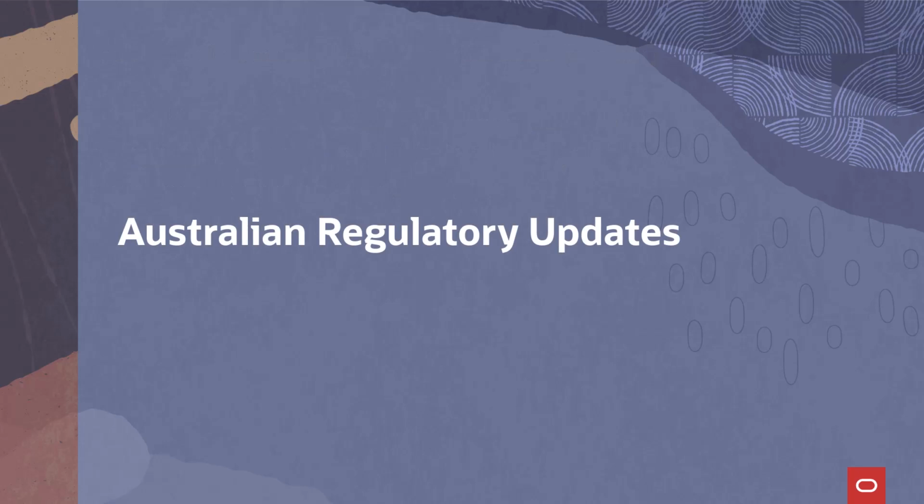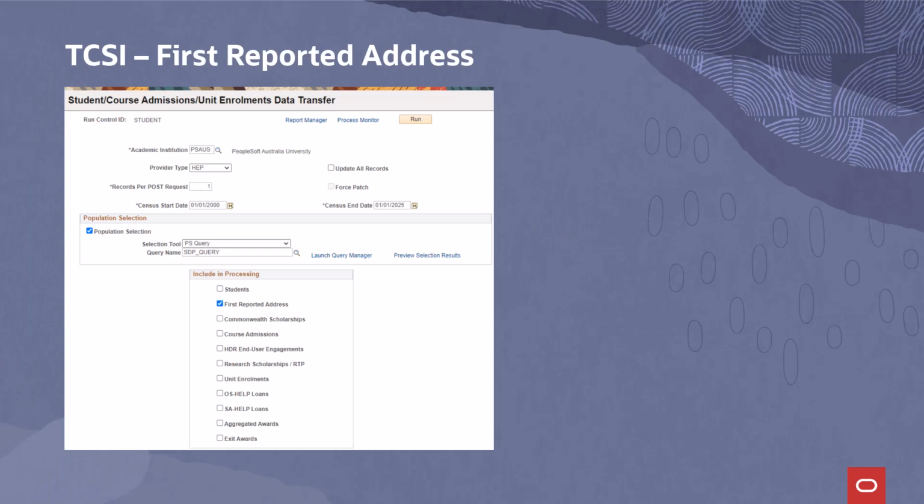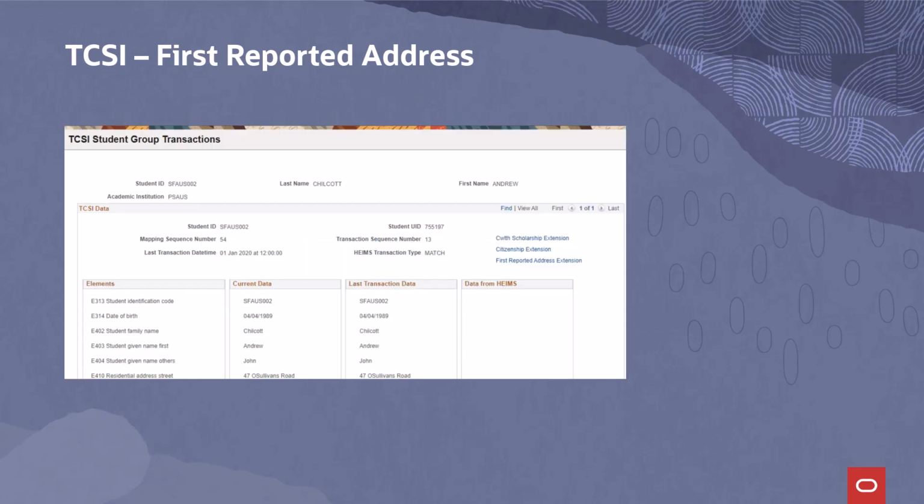Australian regulatory updates. In Taxi, we've added options to select the first reported address on the Taxi Student Data Process Run Control page. The process will get the first reported address data when it is not populated in the transaction table. The Taxi Student Transaction page has been updated to get and store the first reported address data in the new First Reported Address Child page.